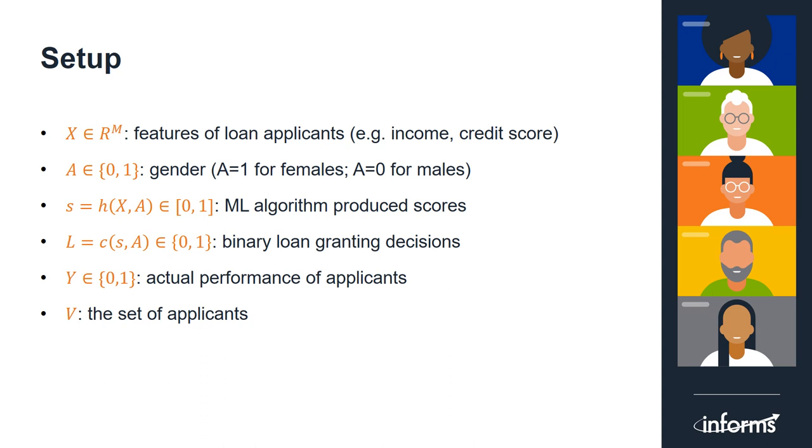A takes a value of 0 or 1, with 1 representing female and 0 representing male. S is the score the algorithm produces, which can be a function of both X and A. The value of S is between 0 and 1, and this could be, for example, the predicted probability of repayment. The decision L is a binary decision, whether to grant a loan to an applicant. The decision is based on the score S and the gender A. Y represents the actual performance of a loan. Y equaling 1 means the applicant will repay the loan, and Y equaling 0 means the applicant will eventually default. Note that here, for notational simplicity, I do not include a subscript, but each applicant will have his or her own set of X, Y values. The set of applicants is denoted as V.